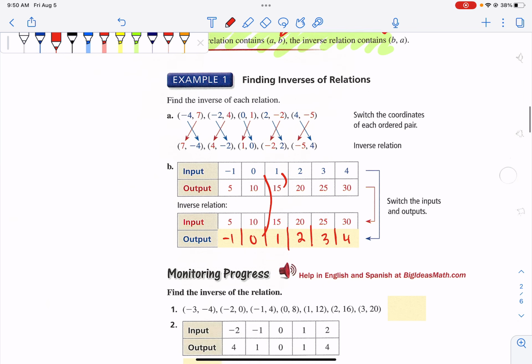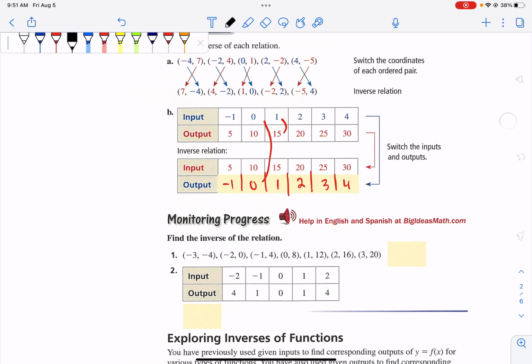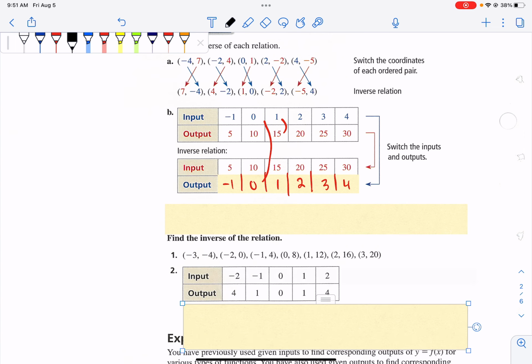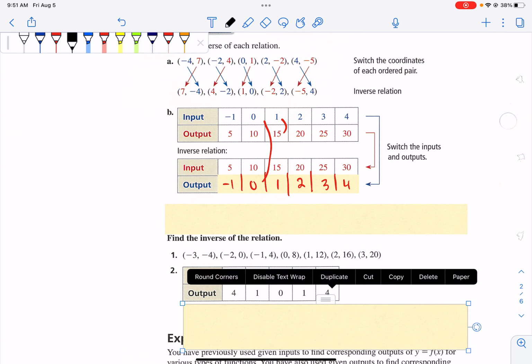It's that easy. So take just a minute, and I want you to try that. On these two examples down here, I want you to find the inverse relations. On the first one, make the list of new coordinates, and on the second one, make the table. Pause the video and come back when you're done.